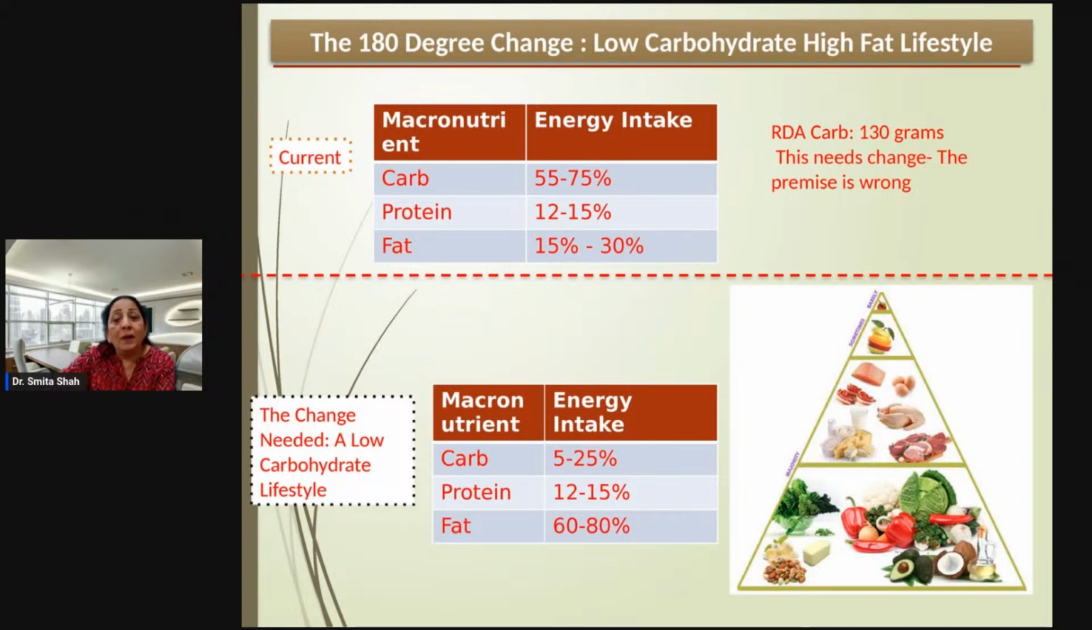So this is a 180-degree change from the general diet we are using right now: 55 to 60% carbohydrate, protein 12 to 20%, and fat 15 to 30%. How is such a change possible? In the low carbohydrate diet, carbohydrate is only 5 to 25%, protein 12 to 15%, and lots of fat, 60 to 80%. But RDA guidelines say not less than 130 grams, and even ADA recommends that diabetic patients should have at least 130 grams of carbohydrates.